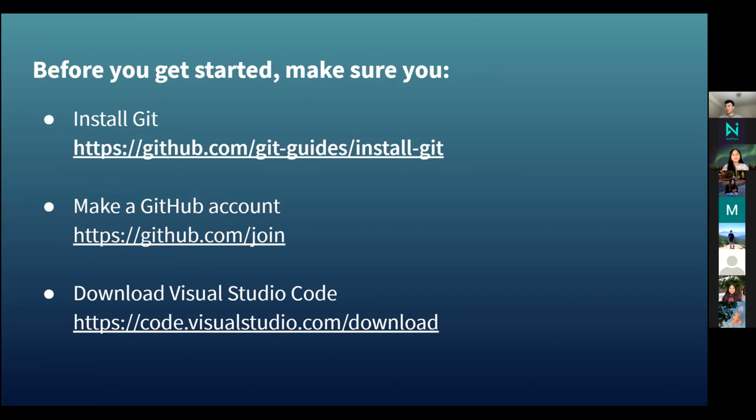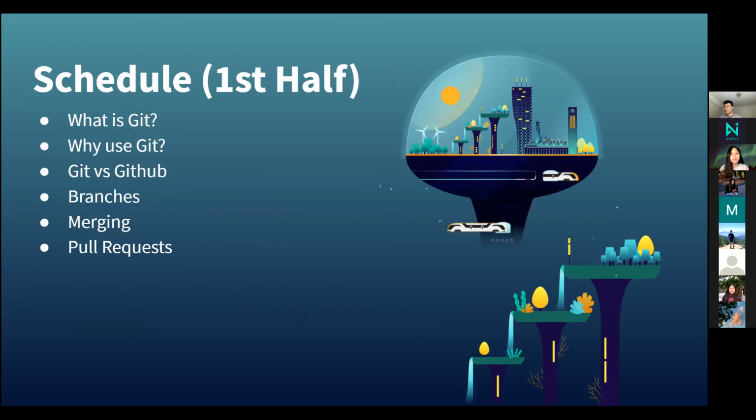Before we get started, this was part of the workshop to-do, but no worries if you haven't done any of these, you can go ahead and do them right now. We just want to make sure that you have installed Git, made a GitHub account, and have downloaded Visual Studio Code before you got here. But if you haven't, don't worry, just quickly do that right now and you'll be set and ready to go. Okay, so just a quick overview and then I'll really dive into Git 101, this portion of the workshop. So just a quick refresher on what the schedule is for the first half.